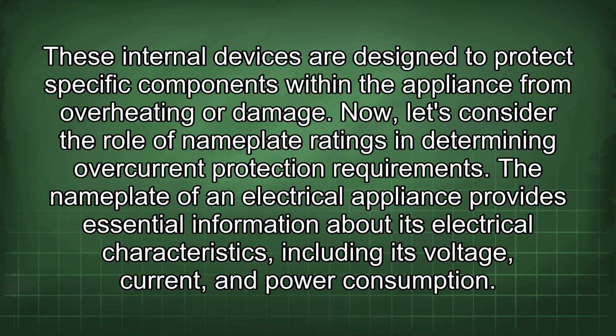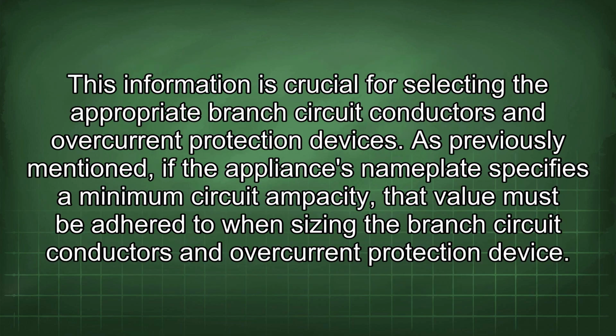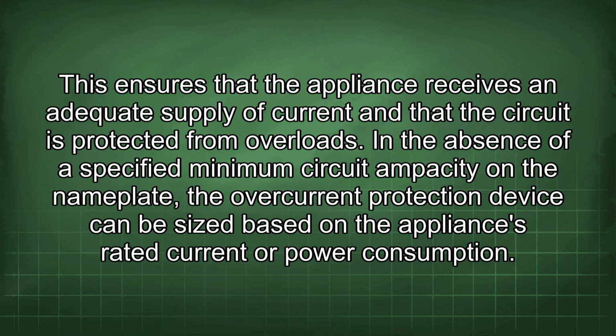The nameplate of an electrical appliance provides essential information about its electrical characteristics, including its voltage, current, and power consumption. This information is crucial for selecting the appropriate branch circuit conductors and overcurrent protection devices. As previously mentioned, if the appliance's nameplate specifies a minimum circuit ampacity, that value must be adhered to when sizing the branch circuit conductors and overcurrent protection device. This ensures that the appliance receives an adequate supply of current and that the circuit is protected from overloads.